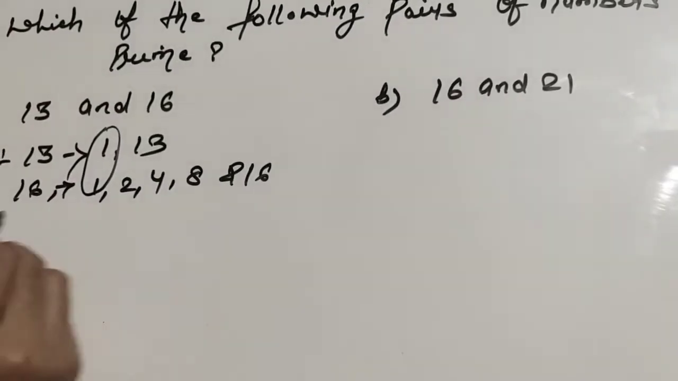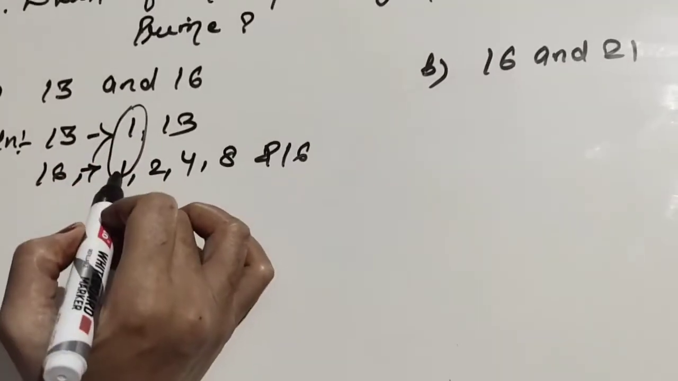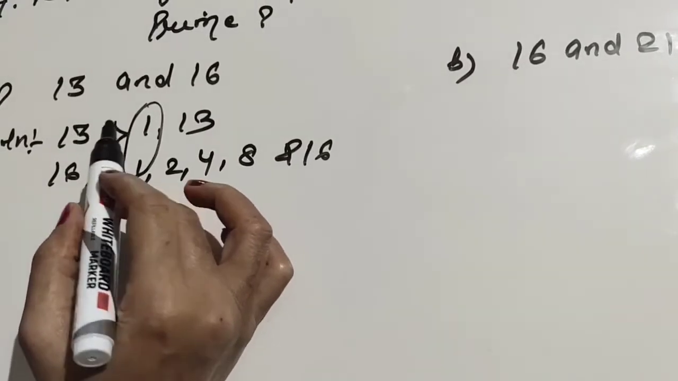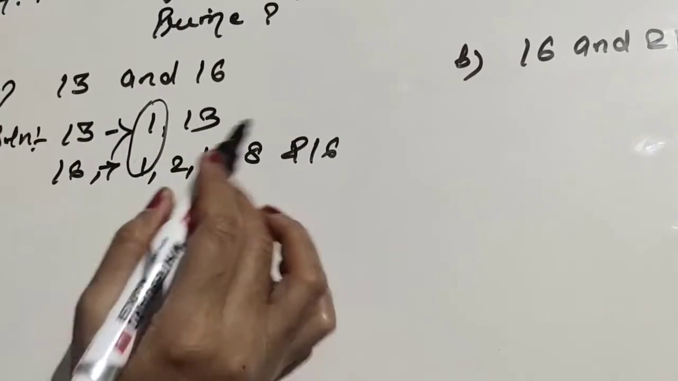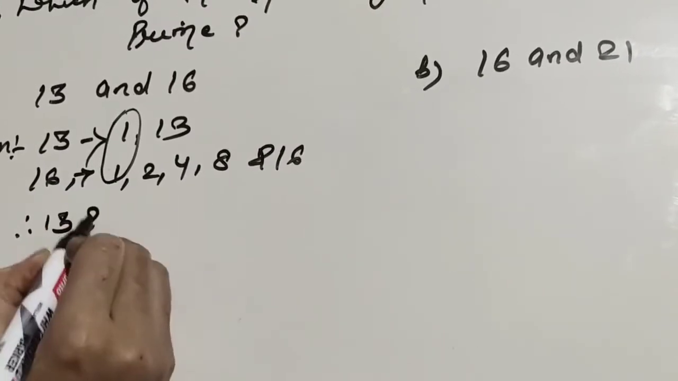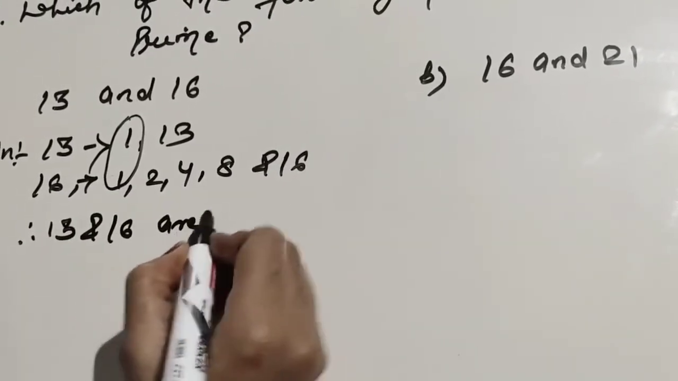Similarly, you have to write 1 is the only factor of 13 and 16. Therefore 13 and 16 are co-prime. Understood?